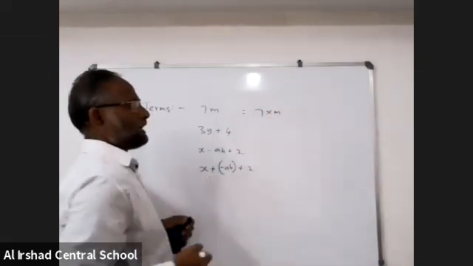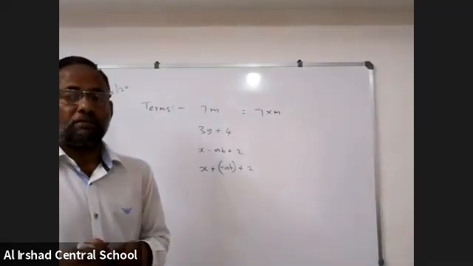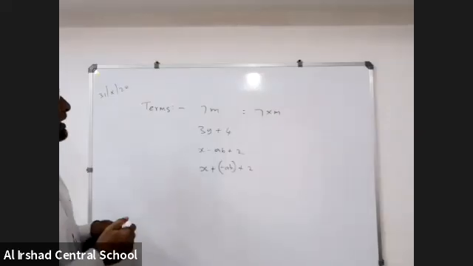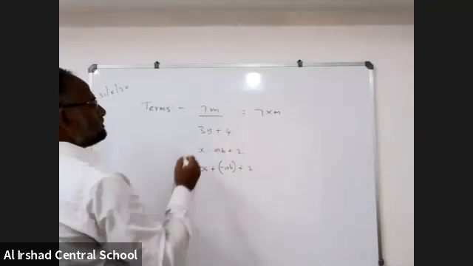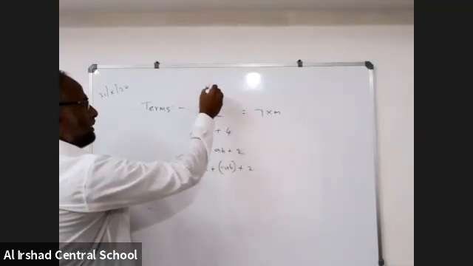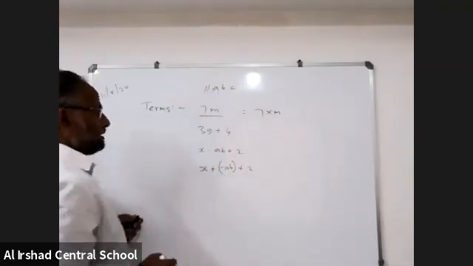This is where the confusion comes. Terms are separated by addition, not multiplication. Now listen: here one term, 7 into m, or 11 into ABC.